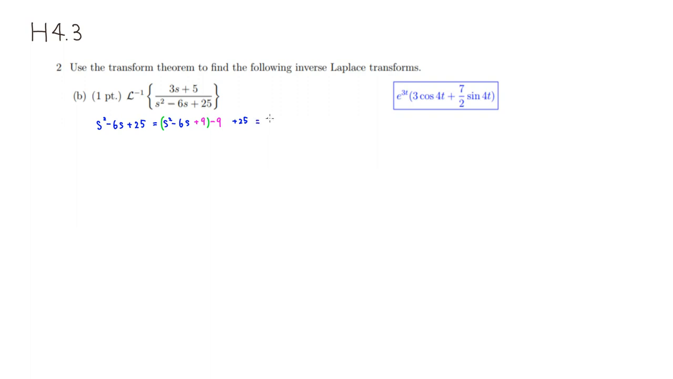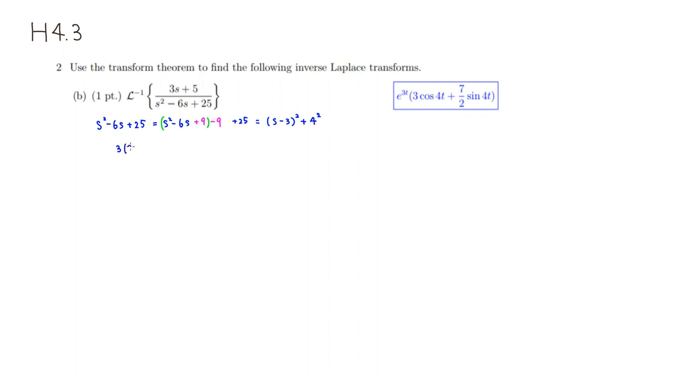So that's going to be s minus 3 squared. And combining negative 9 and 25, we get 16. So 16 is going to be 4 squared, right? So we have that, and we have 3s.